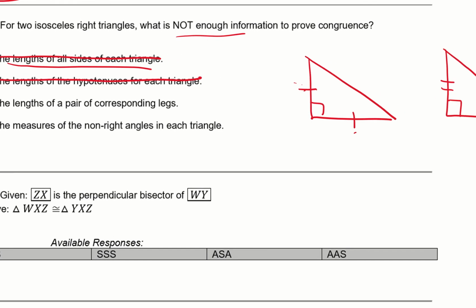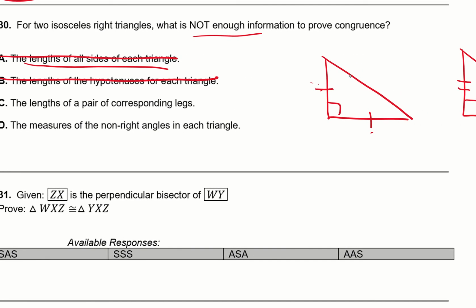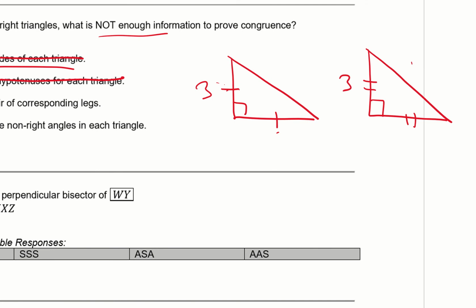The lengths of a pair of corresponding legs. If we knew, for example, that this was 3 and this was 3, well then, because it's an isosceles triangle by definition, this has to be 3 as well. And because those are the same, the third side has to be the same, because if you did the Pythagorean theorem, you would get, for example, square root of 18.